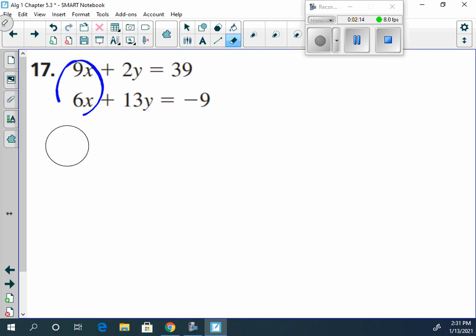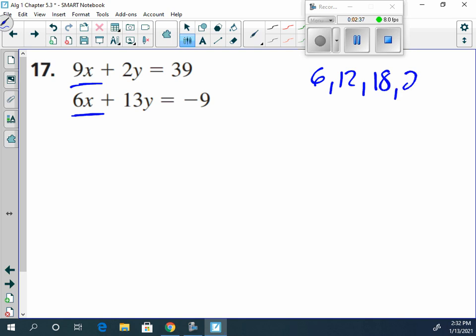We'll do the smaller numbers first. We'll do the bigger numbers second. Okay? So when I look at this here, I want the x values to be the same. I want them to have the same number in front. So what we can do is look at the multiples of 6 and the multiples of 9. Well, 6 is 6, 12, 18, 24, and 9 would be 9, 18. Well, hey, the multiples of 9 and 6 share 18, yes? So I could turn 9 into 18, and I can turn 6 into 18, yes?